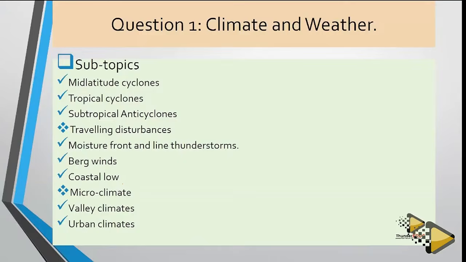disturbances, where you are looking at the moisture front and line thunderstorm, and you're also looking at berg winds and coastal lows. Then you look at the microclimate, which is the climate that affects smaller areas, where you'll be looking at the climate in the valley and the climate that affects urban areas and rural areas, which is urban climates.